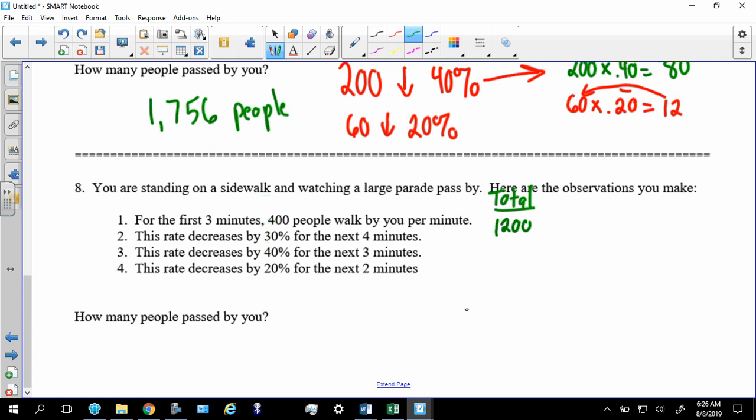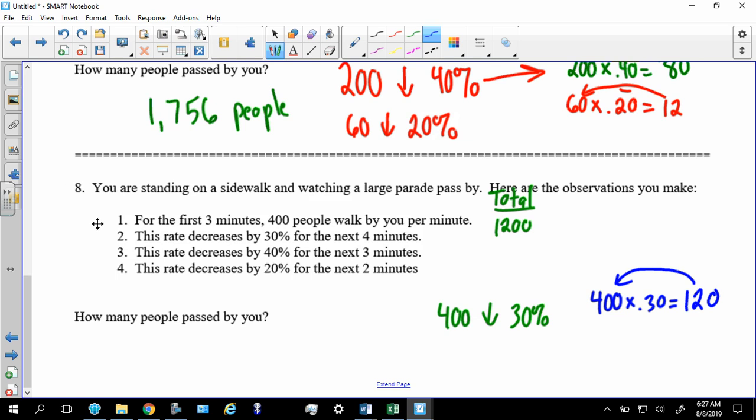All right. So off to the side, I'm thinking to myself, okay, 400 is going down by 30%. Okay, so off to the side, I'm going to say, okay, let's see, 400 times 30%. I believe that's going to be 120. And then I'm going to subtract it from 400, which gives me a new rate of 280. All right, so 280 people are walking by me for 4 minutes. So that gives me 1,120.